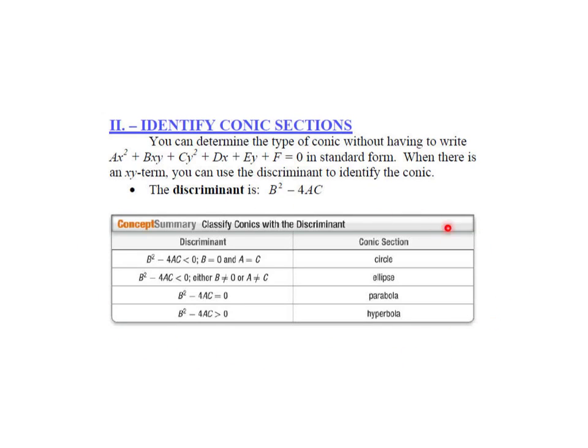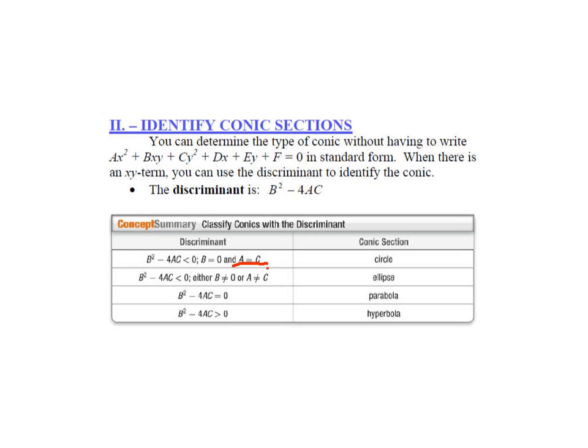When there's an xy term, you can use your discriminant to identify the conic. If there's not an xy term, then you're going to use just your a and your c. So if your a is equal to c, then you're going to get a circle. If your a and c are not equal and b is not equal to 0, then you're going to get an ellipse, and that is if your discriminant is also less than 0.